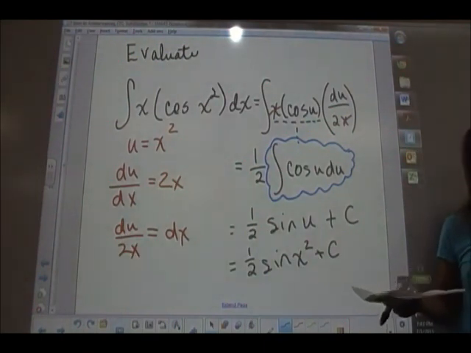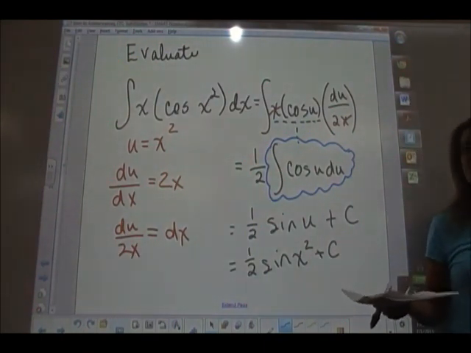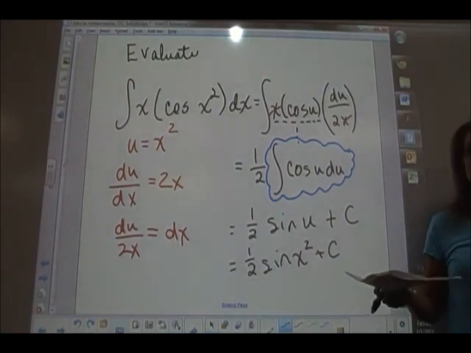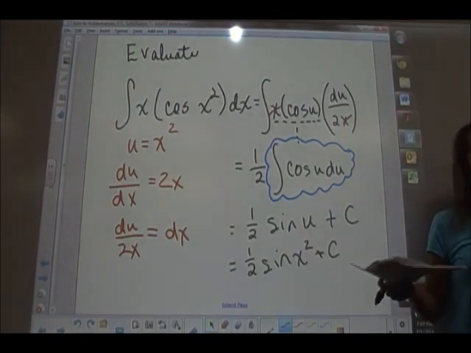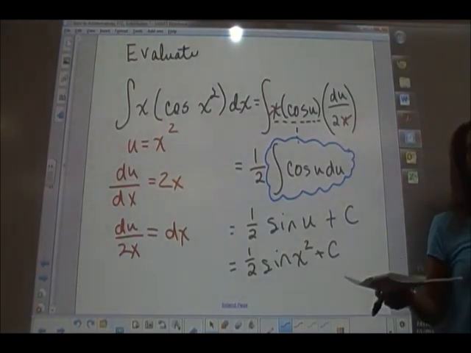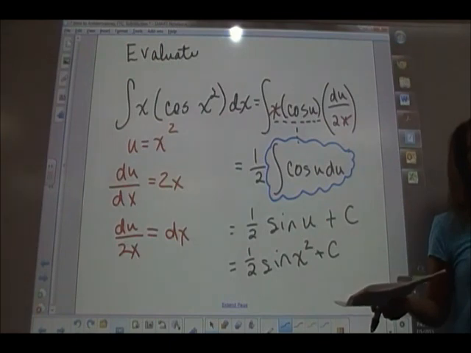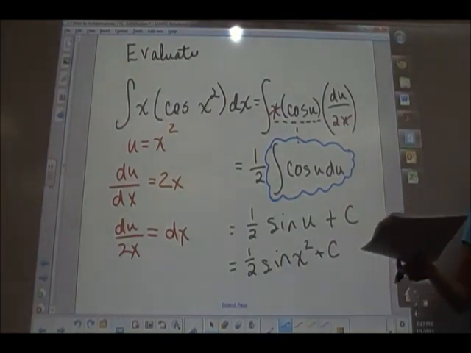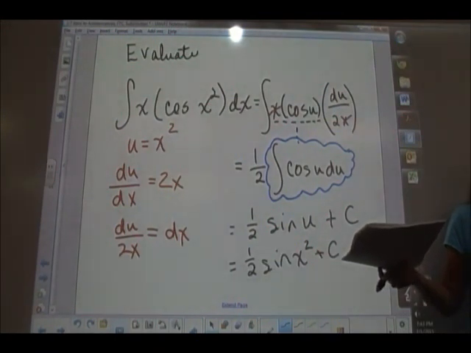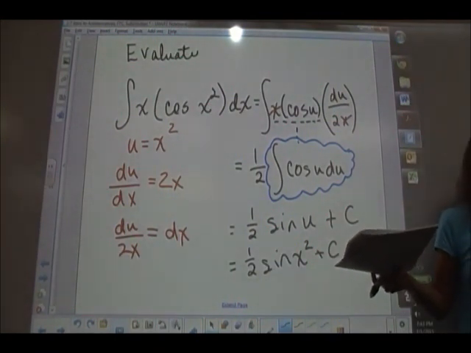If you get stuck in a situation where you just don't know what to let u be, just try something. You'll know if it's not going to work, and then you can pick something else. But you never want to let u be x, because substitution is not required if you let u be x. You're just adding steps and not doing anything. You're just changing your variable name, changing all the u's to x's, which doesn't make any sense.